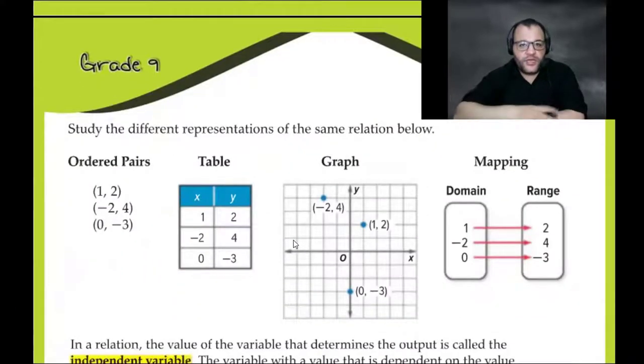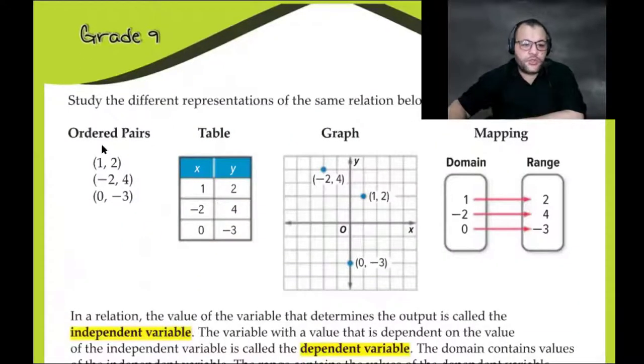So we can represent the relation as an ordered pair, as we said now. The second way could be defined as the table. The first way is the ordered pair. The second, the table, we write the element of X and the element opposite to it in Y. So the first ordered pair, 1 and 2, we can represent as 1 and 2 this way. Negative 2 and 4, so we write in X negative 2, and in Y 4. The third ordered pair is 0 and negative 3, so we write for X 0, and for Y negative 3. So that is the second way.